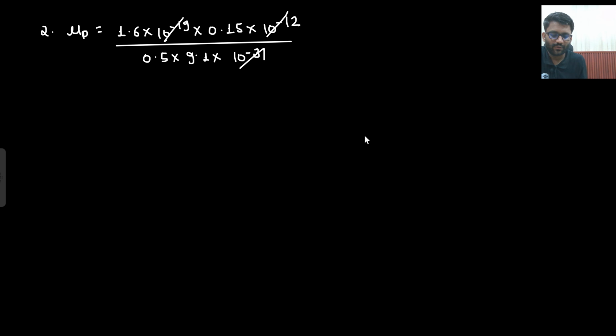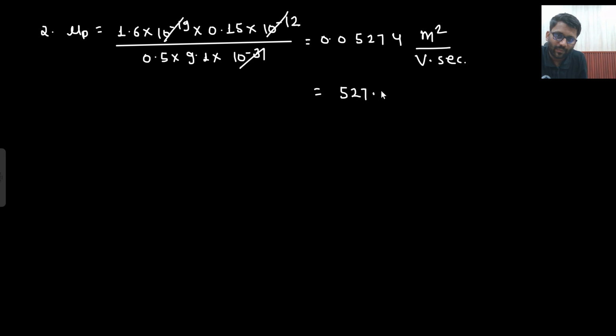So 0.05274 meter square per volt second. And if I need to convert into centimeter, that means 10 to the power 4 I will have to multiply. So 527.47 centimeter square per volt into second. So this is your mu p I am getting.